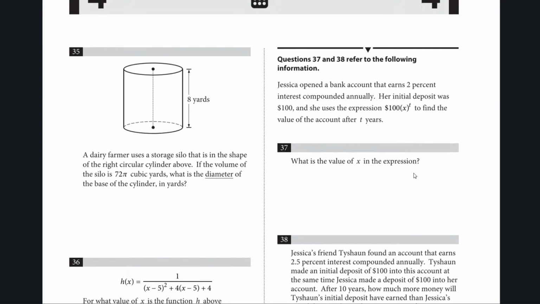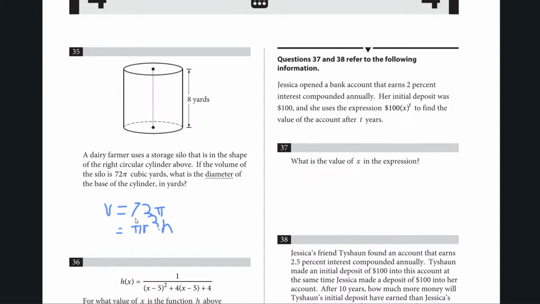A dairy farmer uses a storage silo that is in the shape of the right circular cylinder above. If the volume of the silo is 72 pi cubic yards, what is the diameter of the base of the cylinder in yards? Okay, so the volume is 72 pi. We know the volume of a cylinder is the area of a circle times a height. The area of a circle is pi r squared, so we multiply that by h.